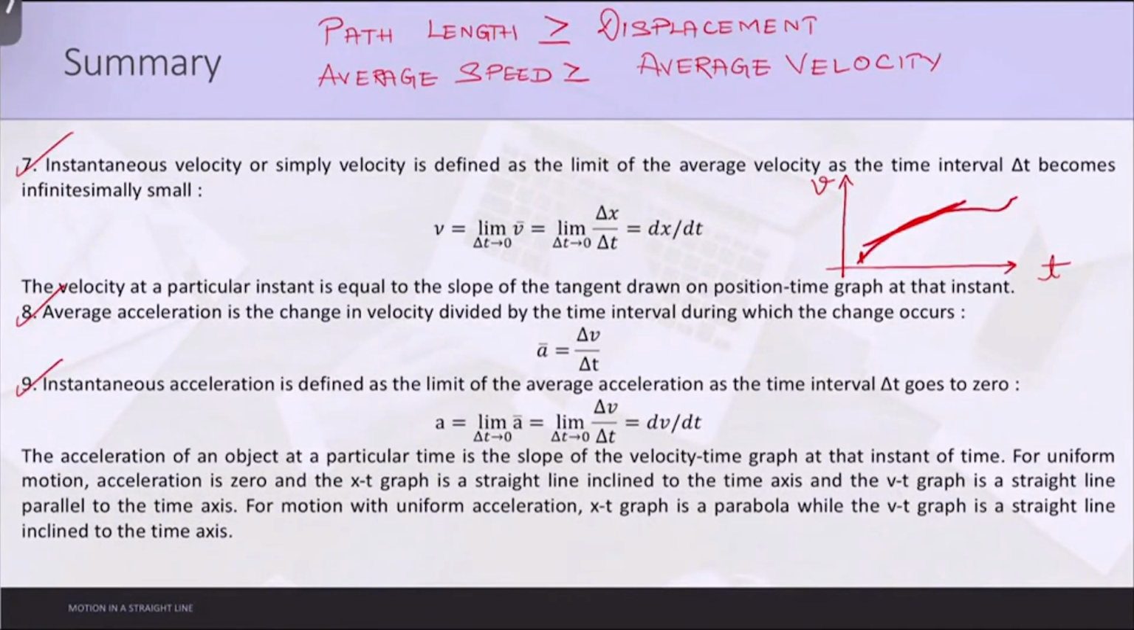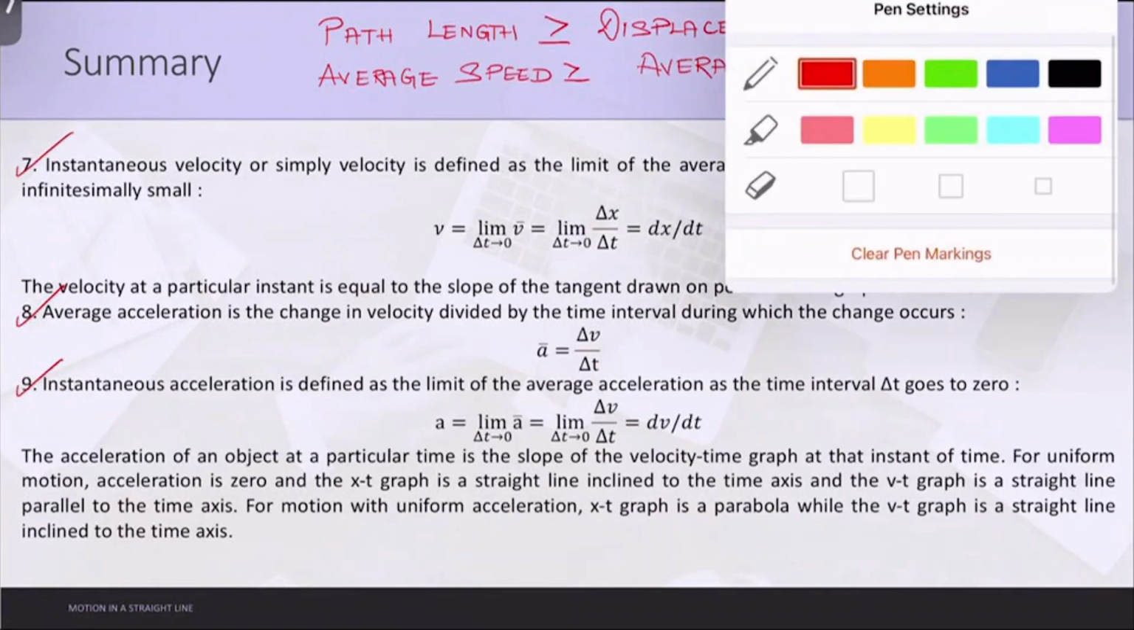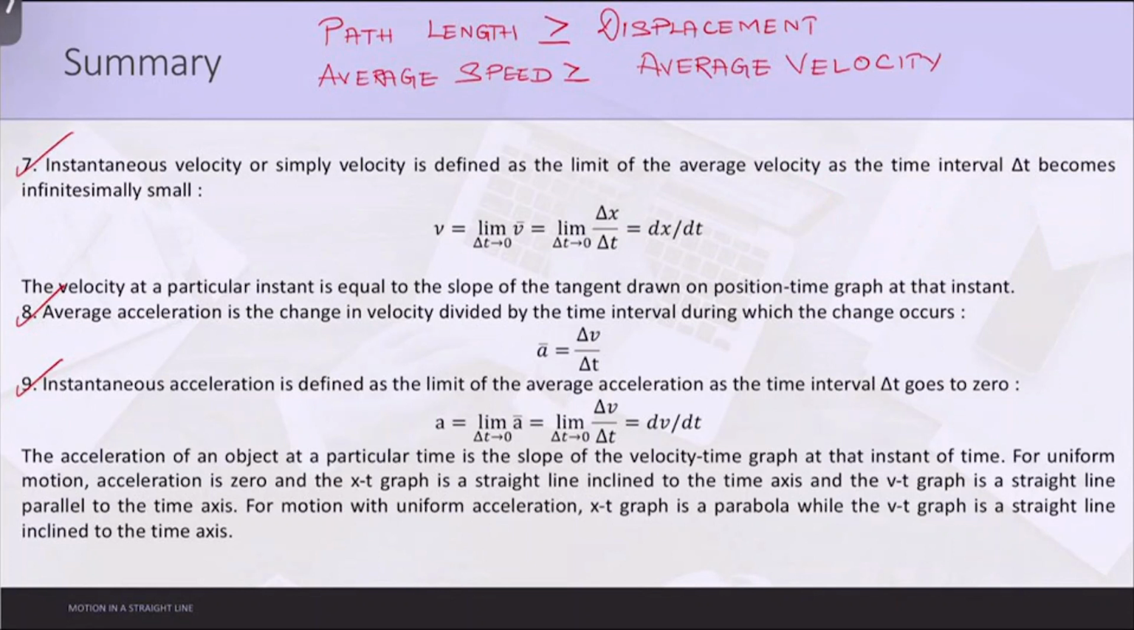So basically, let's say these are two velocities between which you need to find the average acceleration. You just join these two points, and the slope of this will give you the average acceleration. Okay, and for instantaneous acceleration, it is the slope of the tangent at any of these locations. Right, so that is the acceleration we have done here. The acceleration of an object at a particular time is the slope of the velocity time graph at that instant of time.